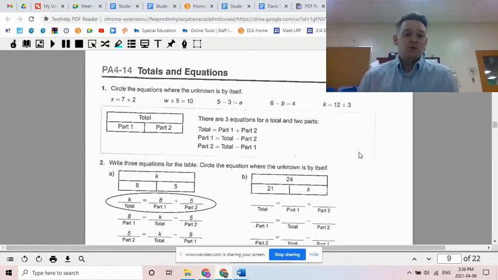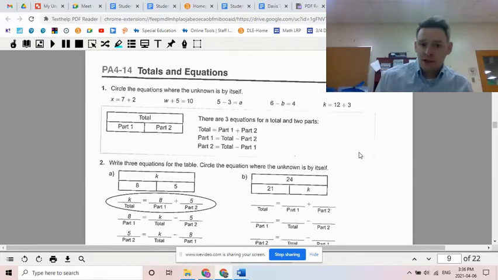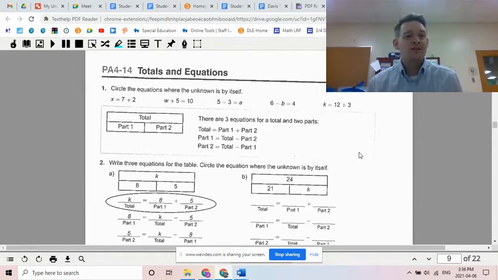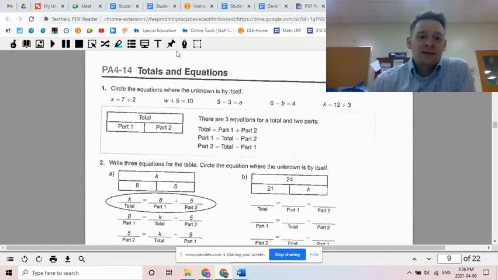Okay, this page is all about totals and equations, which means, yes, we're working with a little bit of algebra and balancing equations, but we're focusing on addition. And the word totals is our key to know that we are focusing on addition here.